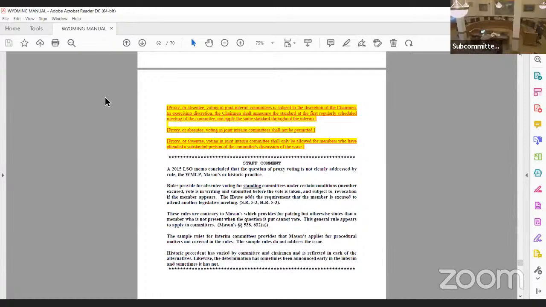Mr. Chairman, it is a term of art. Do we have to use it? I don't think you do. And actually, Mason's has provisions for pairing, which allows members to cancel out each other's vote in committees. The Wyoming legislature has never done that to my knowledge.